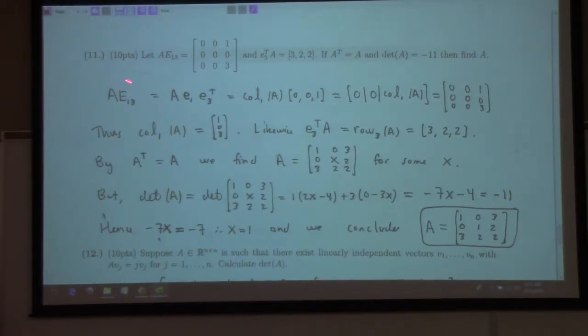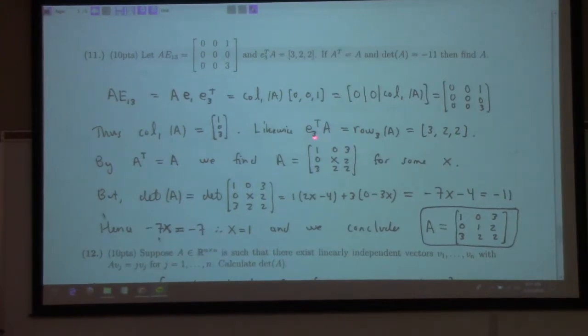So in particular, we talked about this, that if we multiply A times E13, what that does is it puts column 1 and column 3 and it zeroes out everything else. So when I look at this, I can immediately tell, oh, column 1 is 103. And I just re-derived that fact here, but anyway. So column 1 is that.